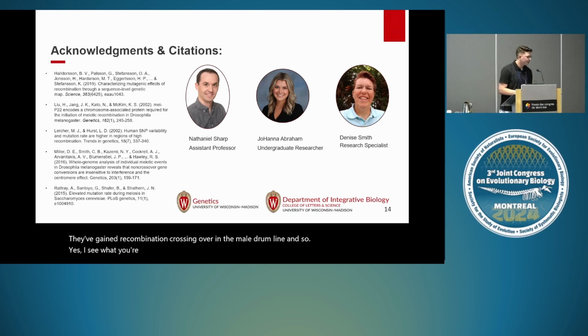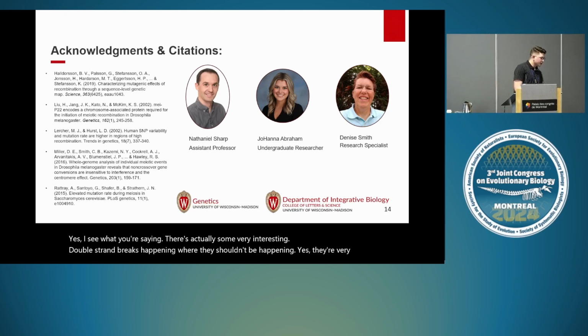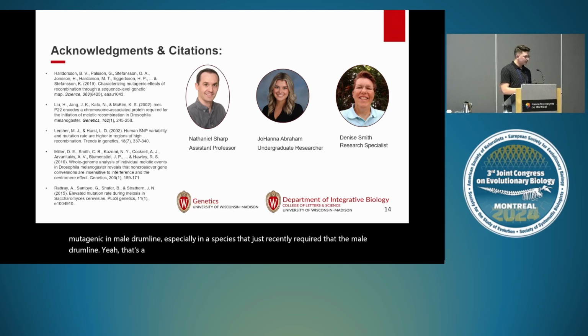There's actually some very interesting double-strand breaks happening where they shouldn't be happening. I can imagine they're very mutagenic in the male germline, especially in a species that just recently acquired that in the male germline. That's a really good idea. Which species in particular? Onaceae. Onaceae, okay. Well, maybe we can chat some more. That's a great idea, thanks.